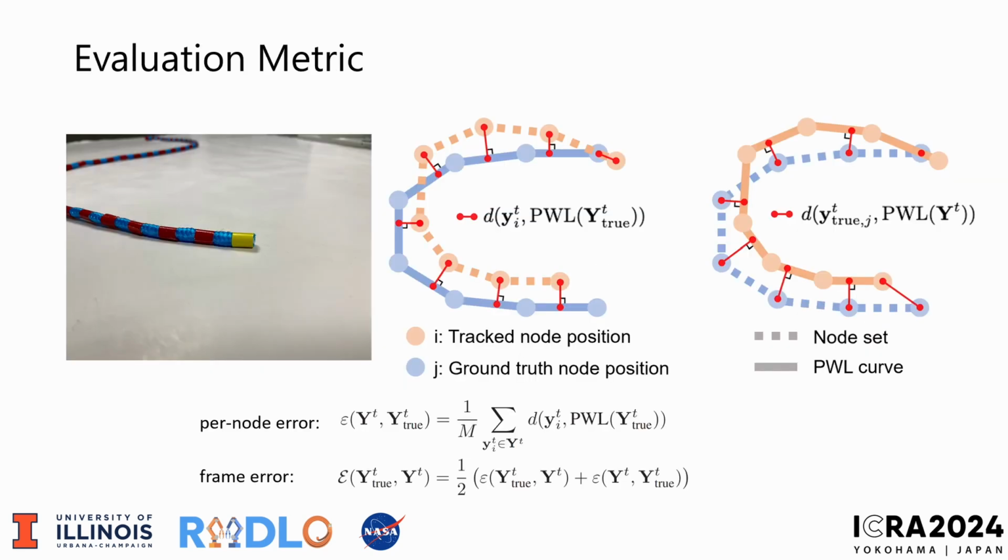Tracking performance is quantified using the center points of blobs obtained through color thresholding on a marked rope as ground truth node positions. The per node error is the average distance between nodes in the tracking result and the closest point along a piecewise linear curve defined by the ground truth node positions. The evaluation frame error mirrors the per node error to guarantee symmetry.